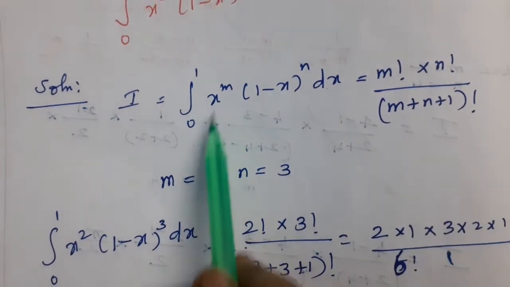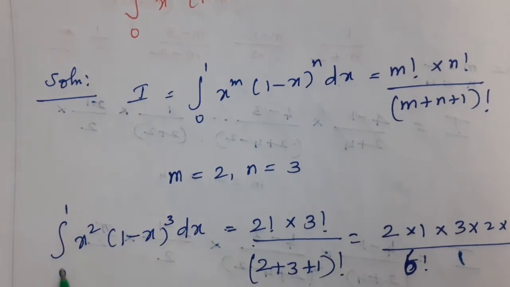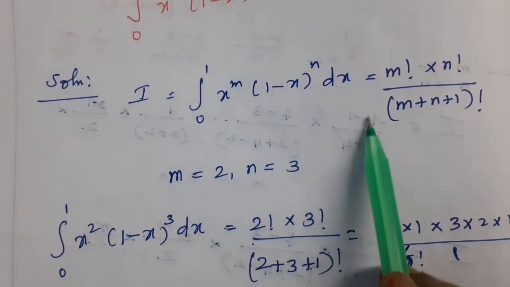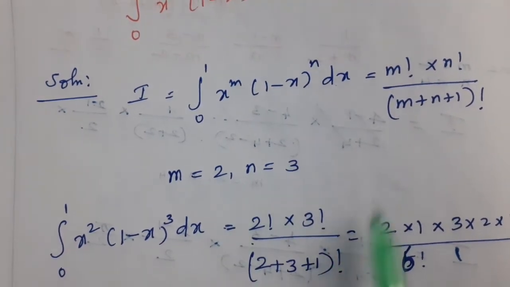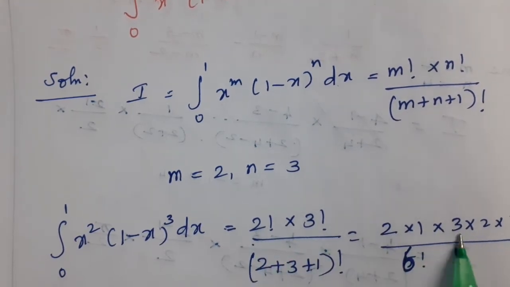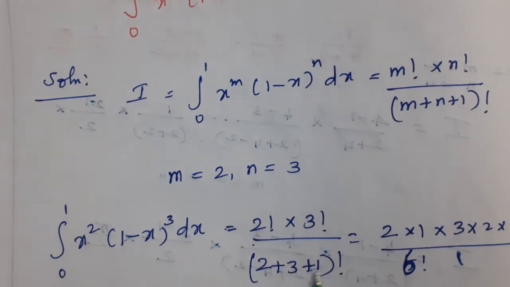What is our m? M equal to 2, n equal to 3. Just substitute in the formula. Integral of 0 to 1 x square into (1 minus x) the whole cube into dx equals 2 factorial into 3 factorial by (2 plus 3 plus 1) factorial. 2 factorial means 2 into 1. 3 factorial means 3 into 2 into 1. 2 plus 3 is 5, 5 plus 1 is 6, what factorial?